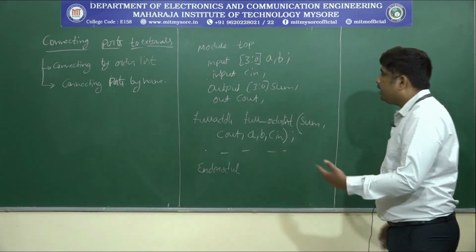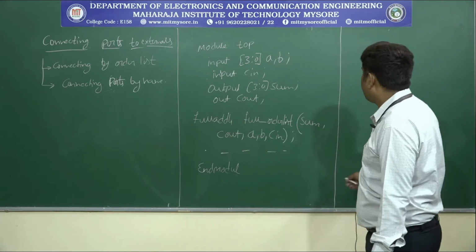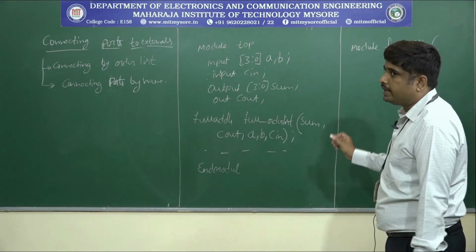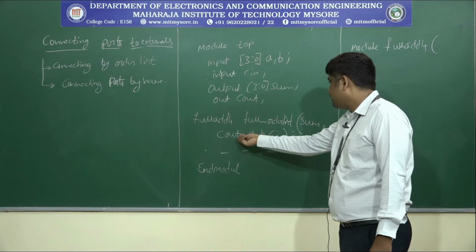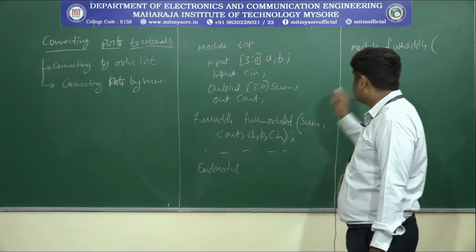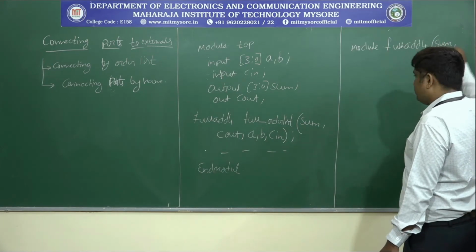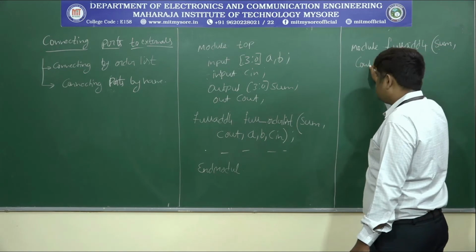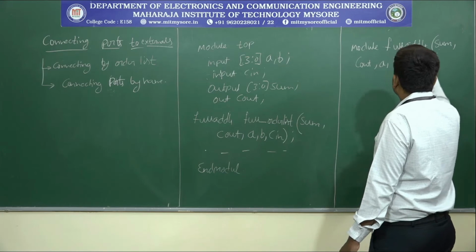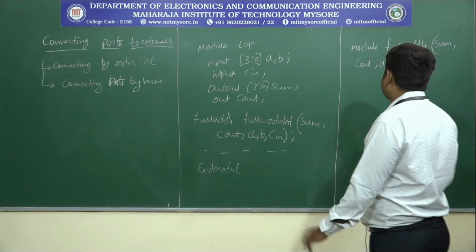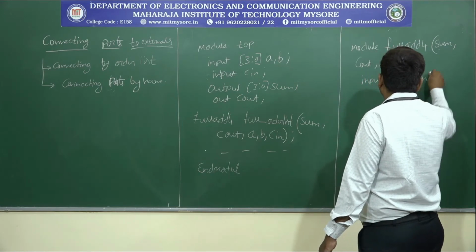A top level module. Next we have to write the instantiation, that is full adder 4. Here the representation order is very important. So what is the order here? Sum, C out, A, B, C in. The same representation here, the same order: sum, then C out, then A, B, C in. Same order.